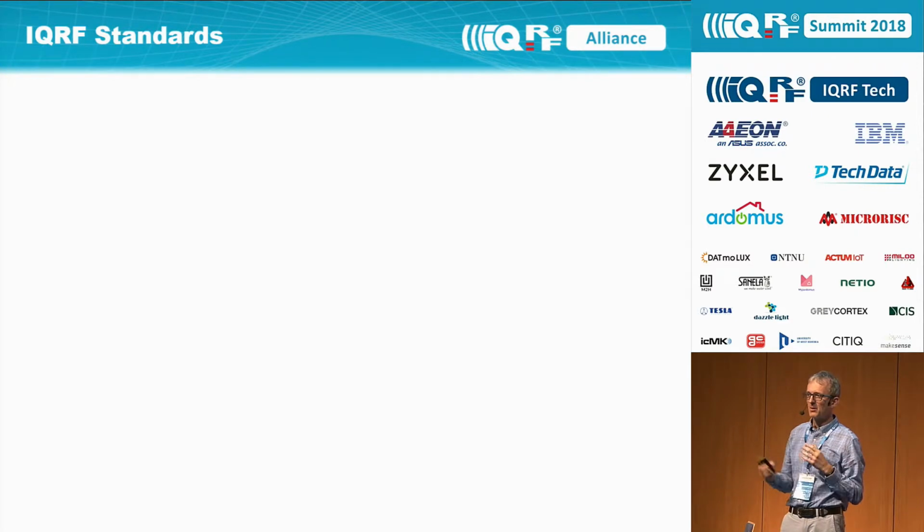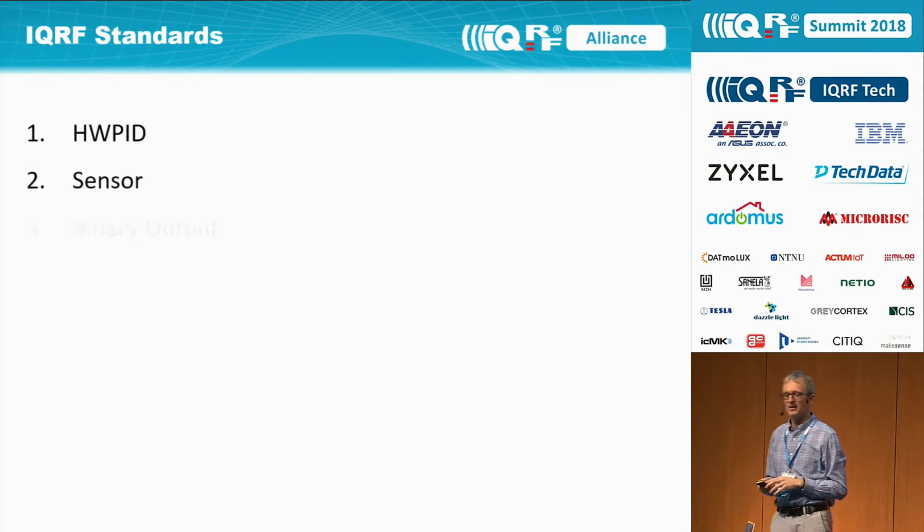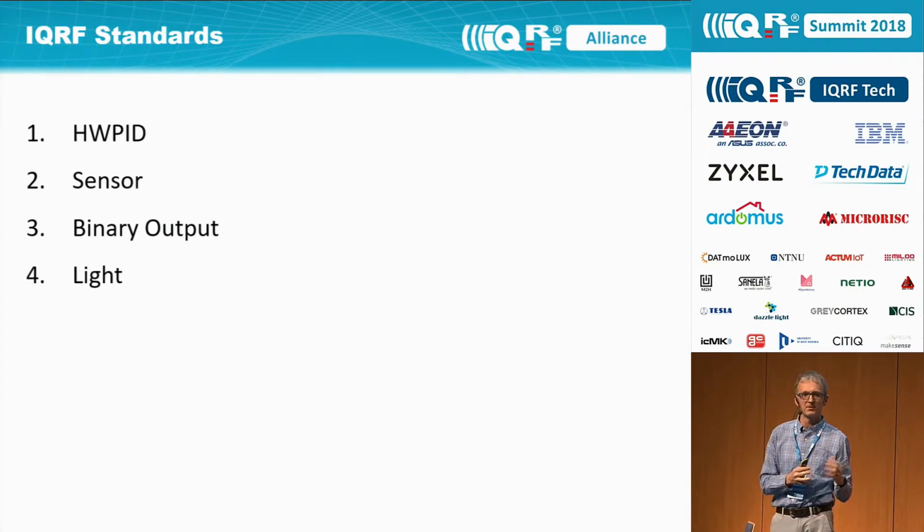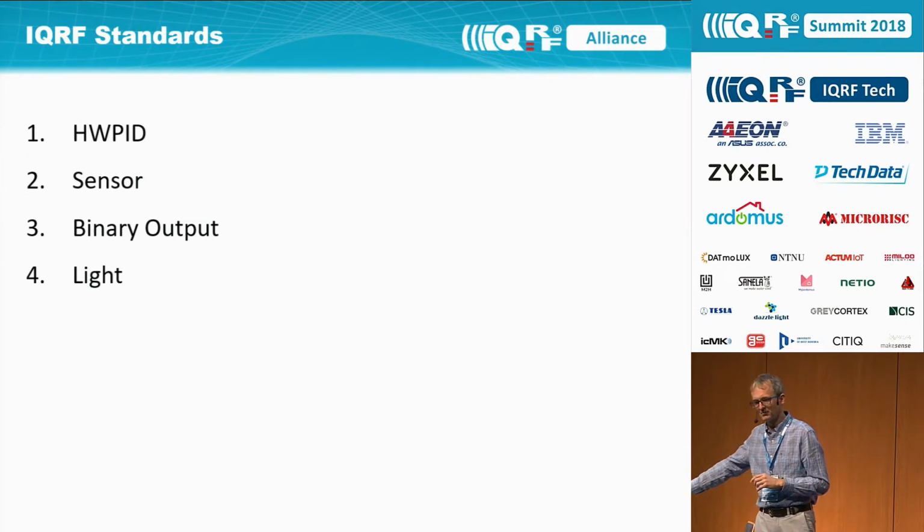So let me talk a little bit about the standards we have today. We have a few standards apart from the embedded peripheral standards. One standard is the construction of the hardware profile ID. This is the unique ID of each product, containing the product ID and the manufacturer ID. The second well-known standard is the sensor standard. It names all the quantities that we can measure. It specifies the format, FRCs, and so on. Then there is the binary output. You saw the binary output in action with the Netio plug. With the binary output, you typically just switch things on and off.